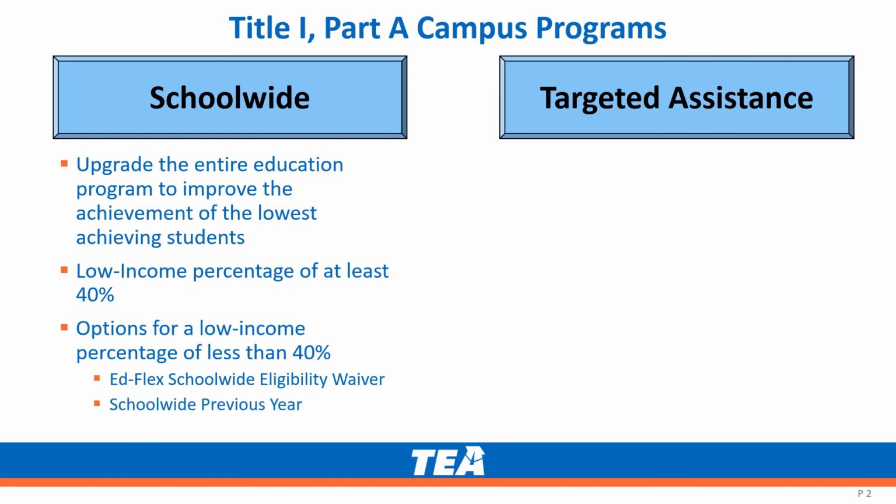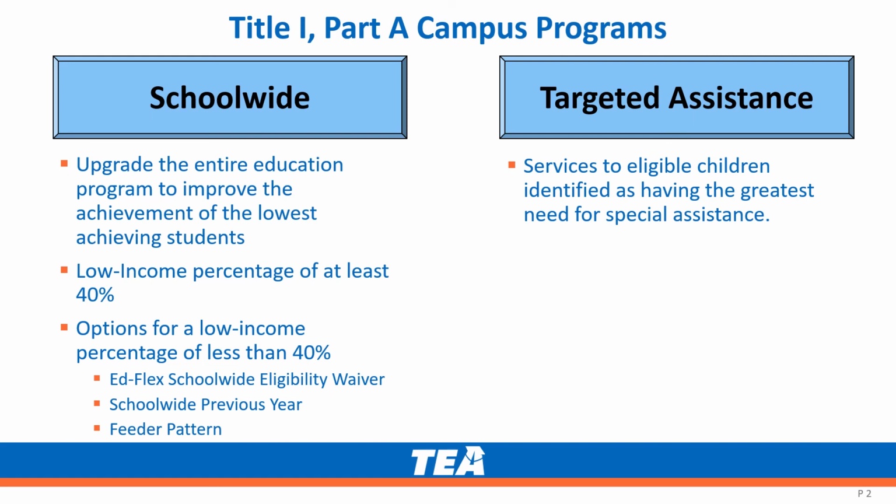Additionally, if a campus falls below the 40% school-wide program eligibility low-income required percentage, they can use the school-wide previous year provision and remain a school-wide program until the campus is either school-wide eligible on its own or is no longer Title I Part A eligible and cannot be served. Please note that the campus still needs to meet the Title I Part A eligibility criteria. The third option a campus can use to remain a school-wide campus if it does not meet the 40% threshold is the feeder pattern option, as described earlier in the training.